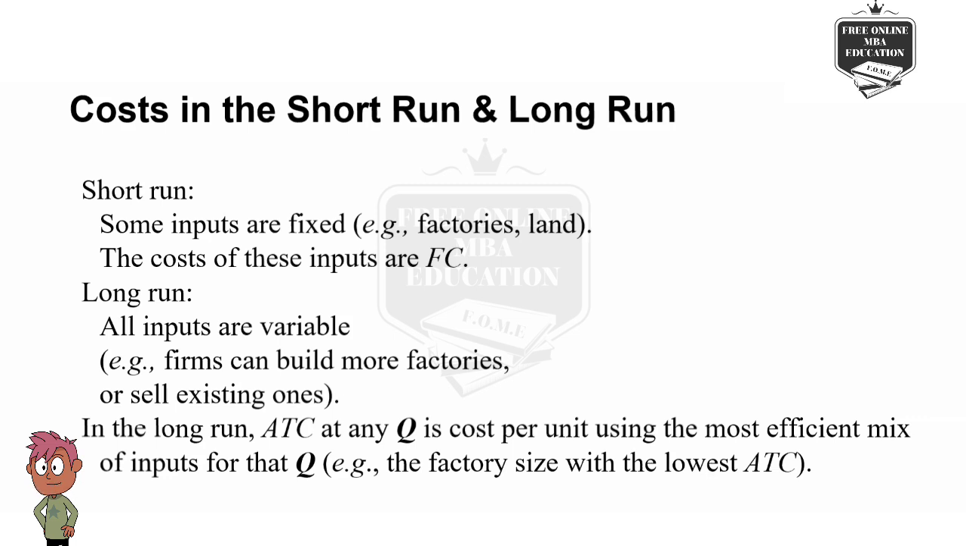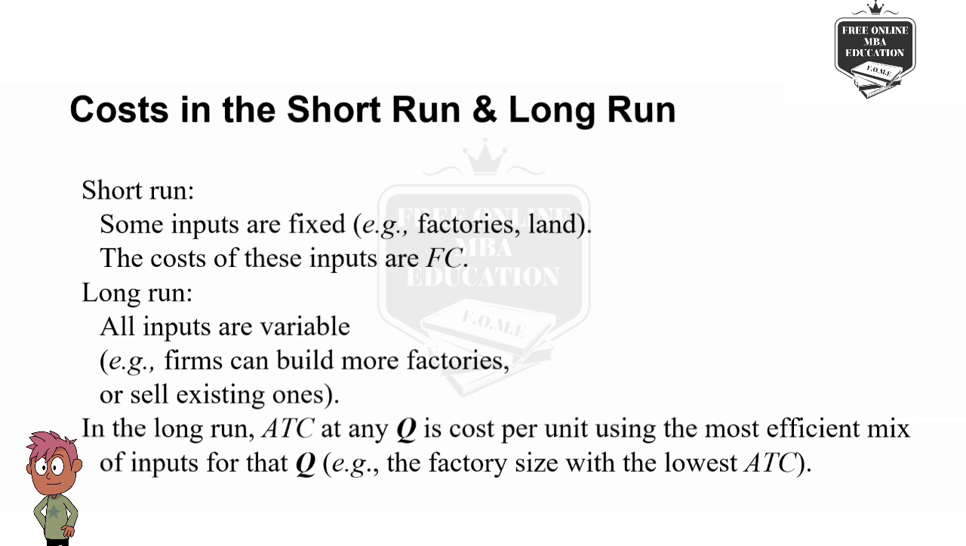However, in the long run, all the inputs become variable. There is no fixed input like factory or land, because in the long run, it may be possible that if I'm making profits regularly, I may even plan to expand and acquire more nearby land. I can plan on buying more machinery, and expanding the size of my factory and so on. So all the inputs become variable. Why? Because the firm can build more factories or can sell the existing one and acquire a bigger space or bigger factory.